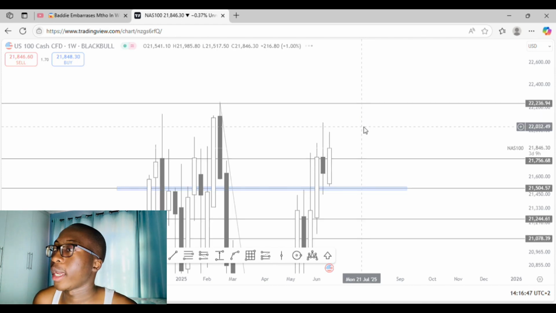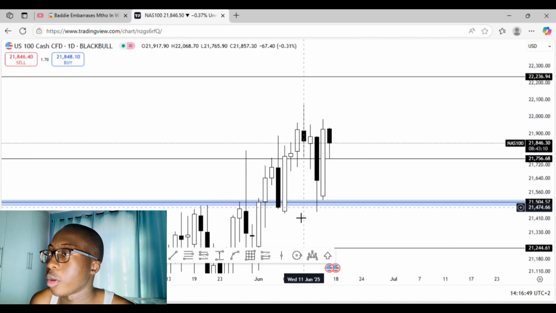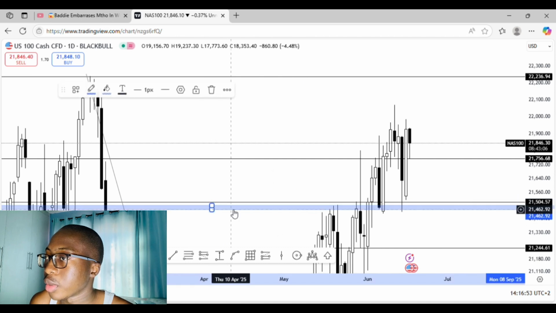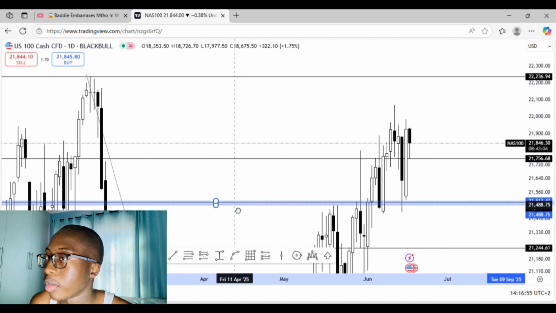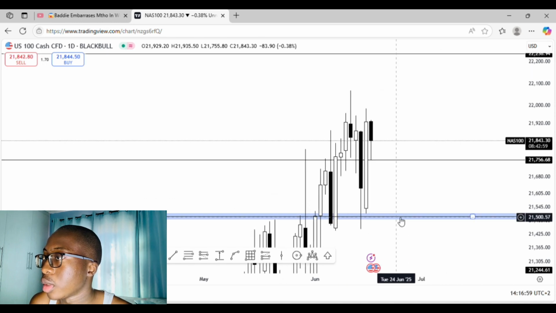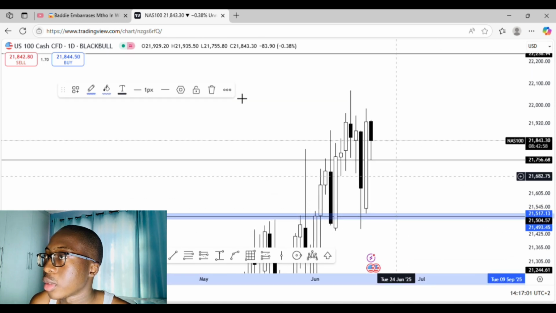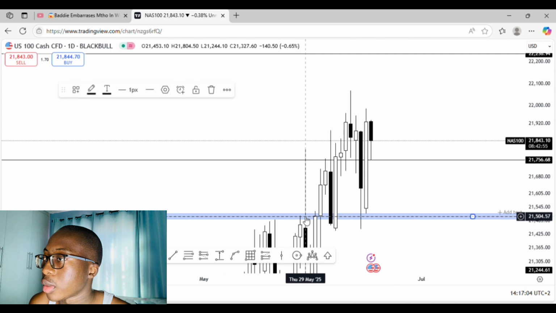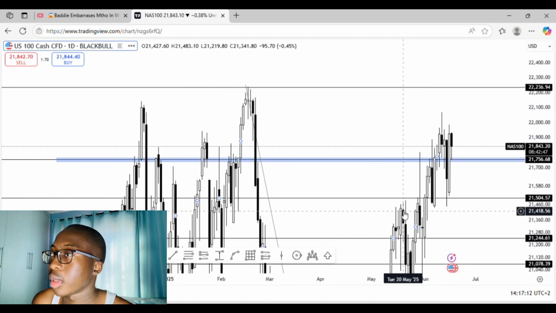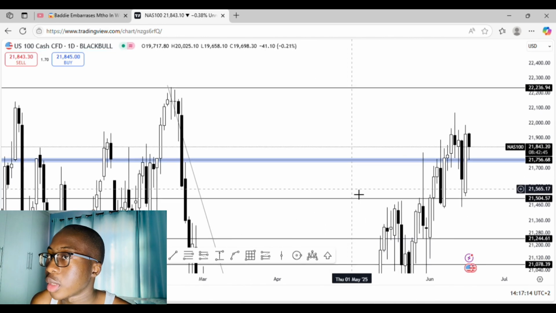So on the daily, we had a double bottom, which is good. So now we did retest on this zone here. This zone no longer is important. So we just have to focus on this zone here that you are currently looking at. This zone is the most important zone that you're seeing there.